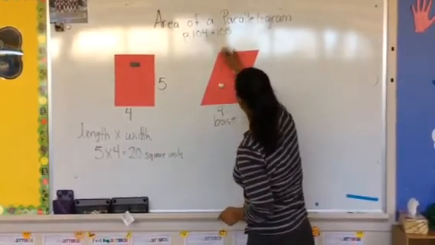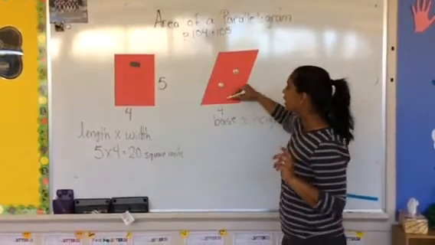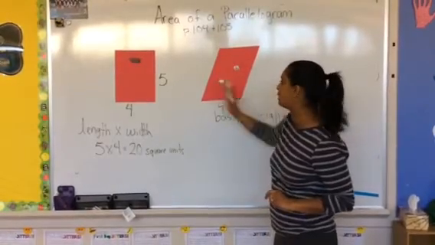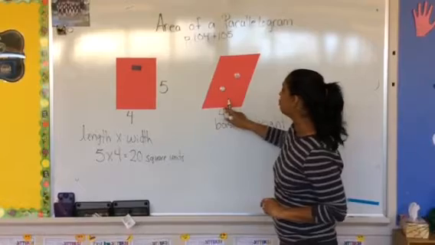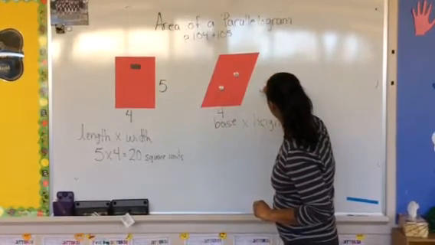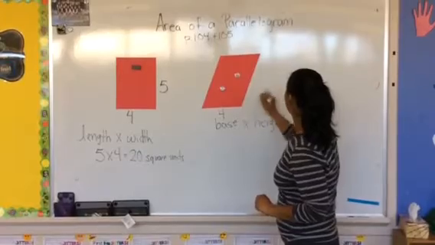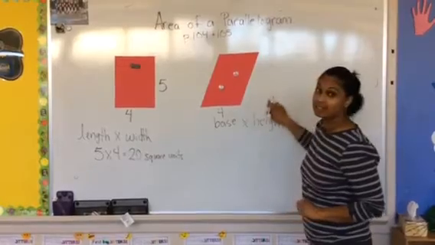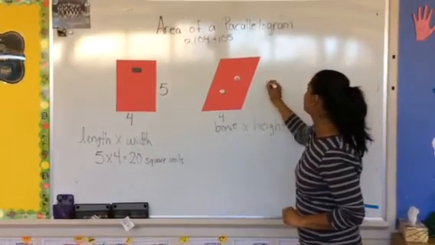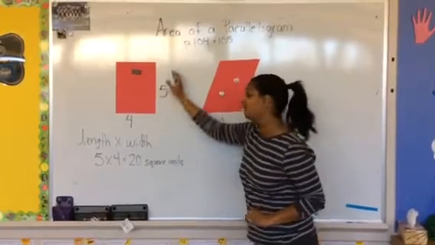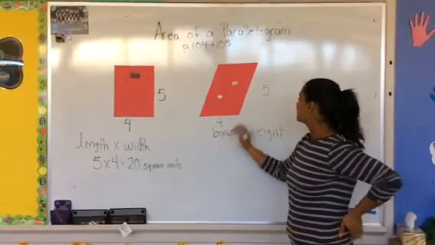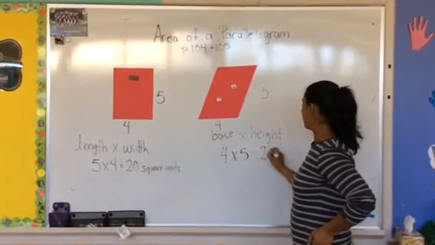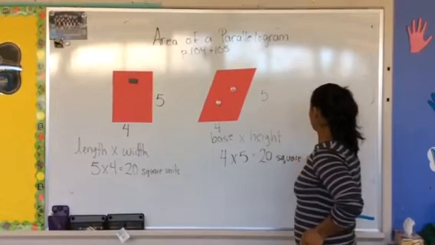So the height from here to here, but now this is important. When you look for the height in a parallelogram, you always want to look for the perpendicular height. So straight up and down, not this slanted height here. You want to look at it from top to bottom, going perpendicular across right here at the bottom. So a straight vertical line is your height. And we know that that's 5 because we can see it on the rectangle as well. So it's going to be base times height, 4 times 5 equals 20 square units.